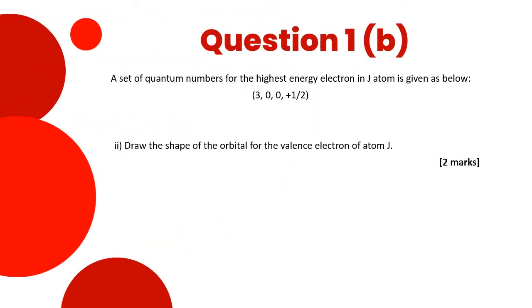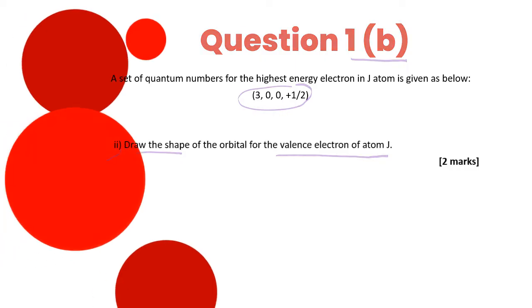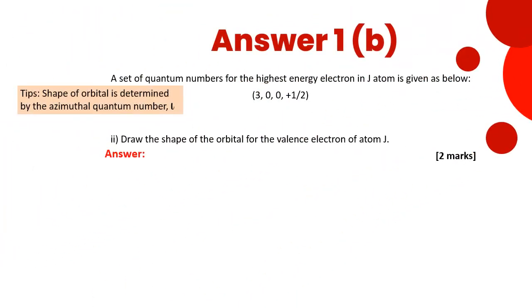Now let's look at the next question, 1b part 2. Draw the shape of the orbital for the valence electron of atom J. This is the valence electron of atom J. How do we answer this question? The first thing we need to know is that the shape of an orbital is determined by the azimuthal quantum number l. This number l equals 0.